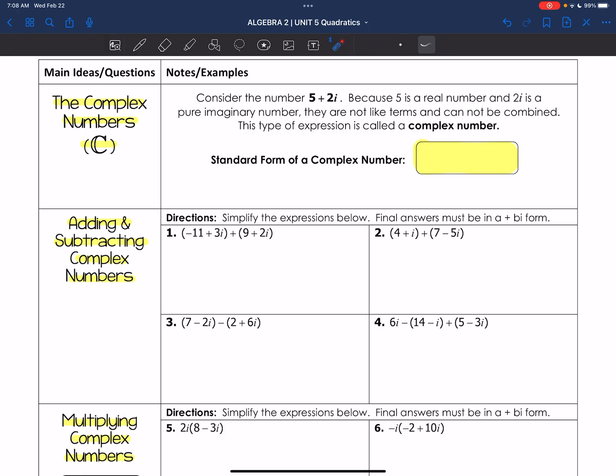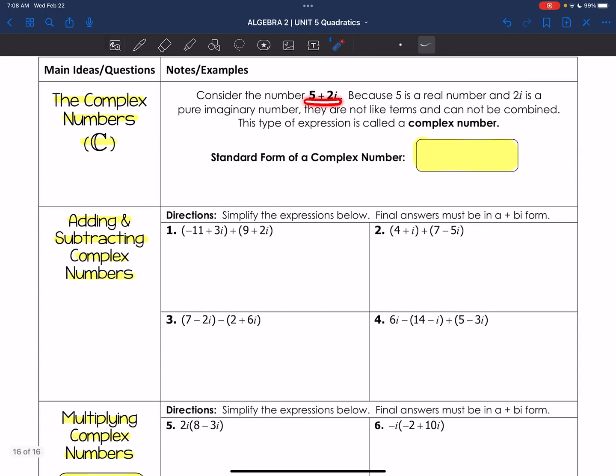In today's video, we are going to be looking at complex numbers. So let's go ahead and begin by considering this number 5 plus 2i. Because 5 is what we would highlight as the real number, and 2i is a pure imaginary number. They are not like terms, and therefore cannot be combined. This type of expression is what we will define as a complex number.